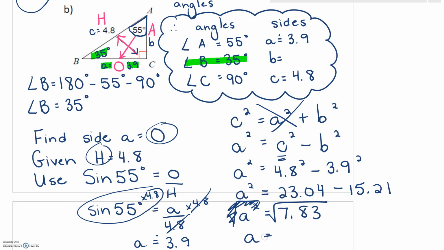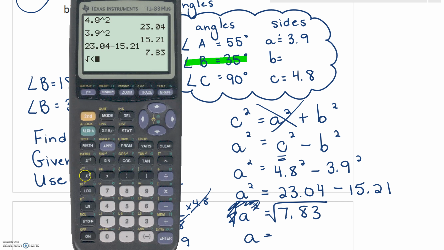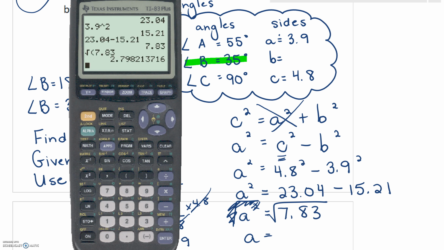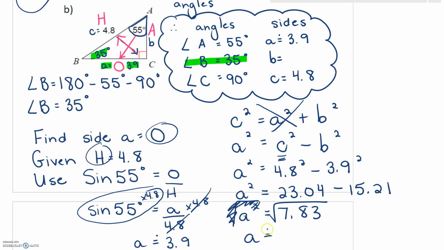Okay, so the square root of 7.83 gives me 2 point, and I need to round this properly, so it's not 2.7, it's going to be 2.8. So I know that this missing side is 2.8.